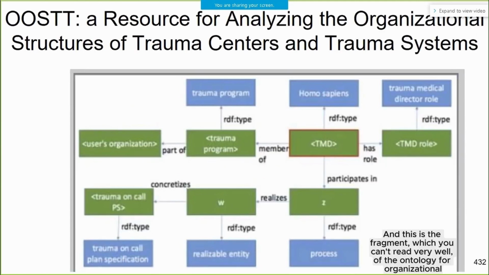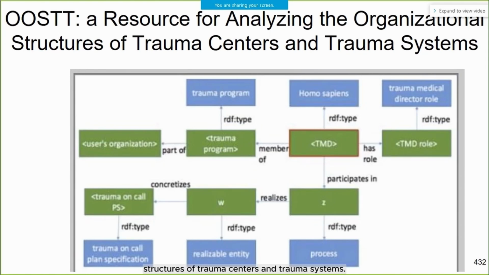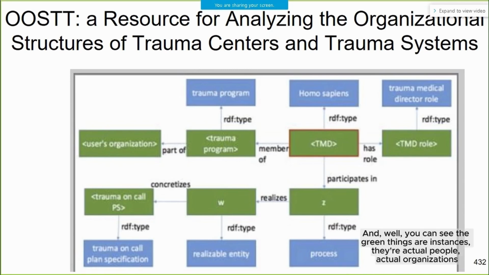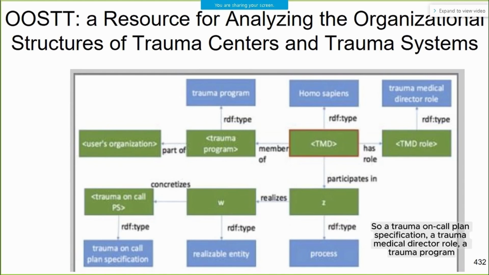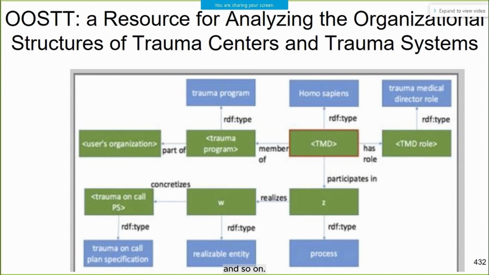And this is a fragment, which you can't read very well, of the Ontology for Organizational Structures of Trauma Centers and Trauma Systems. You can see the green things are instances. They're actual people, actual organizations, actual programs, actual buildings. And then the red or purple things are types. They're ontology terms: a trauma on-call plan specification, a trauma medical director role, a trauma program, and so on.